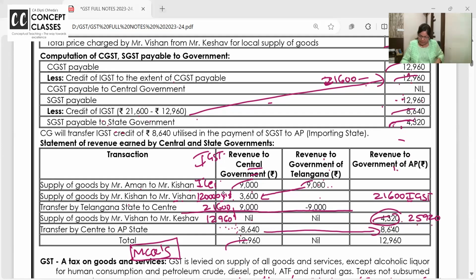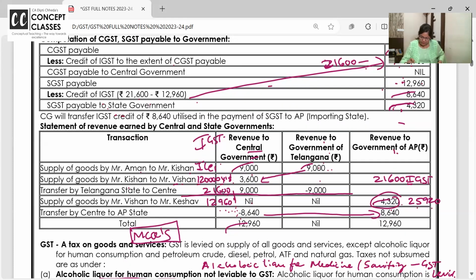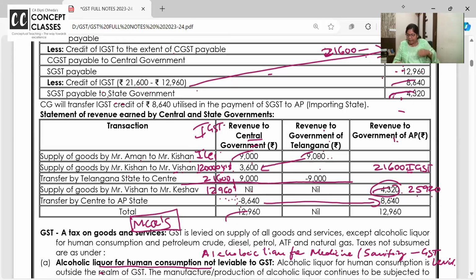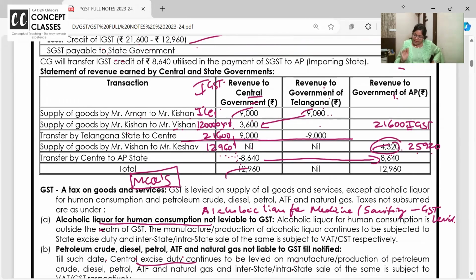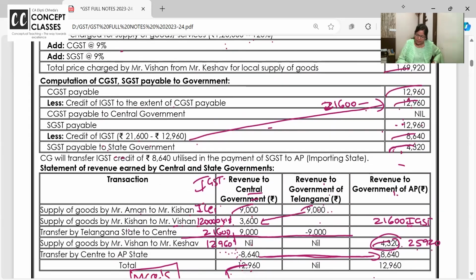ठीक है ना? Right. 1 second, dear students. Finally, where have the goods gone? In the Andhra Pradesh state. So the Andhra Pradesh government will get 8640 extra. We are happy with 12,960. Finally, what is the selling price of the product?